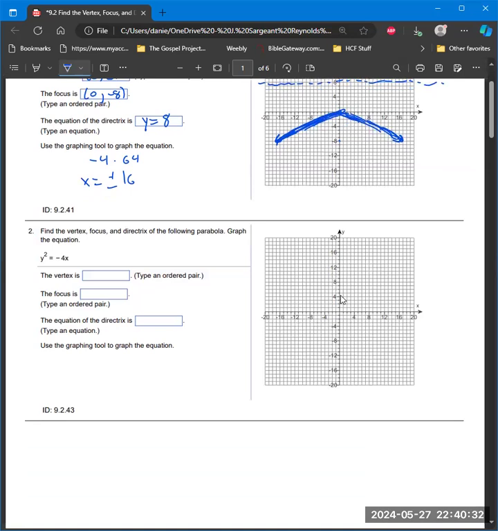All right, now this is a y squared, and it's going to open to the left since it has a negative a value. It's got an a of negative 1. Vertex is at (0, 0). Focus is at x is negative 1, y is 0. So (-1, 0). Vertex at (0, 0). And directrix is going to be at x equals 1.